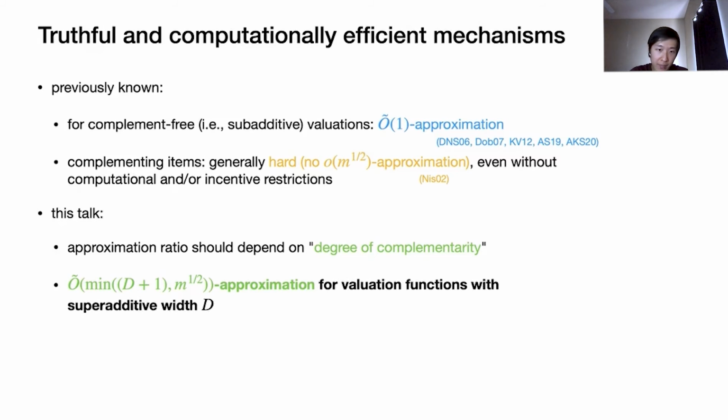So given the definition of the superadditive width, we present an efficient mechanism whose approximation ratio is the smaller one between D plus 1 and square root of m, up to a polylog factor, for valuation functions with superadditive width D.